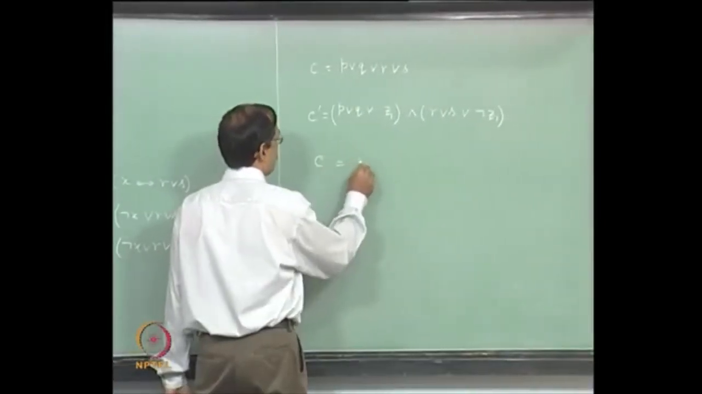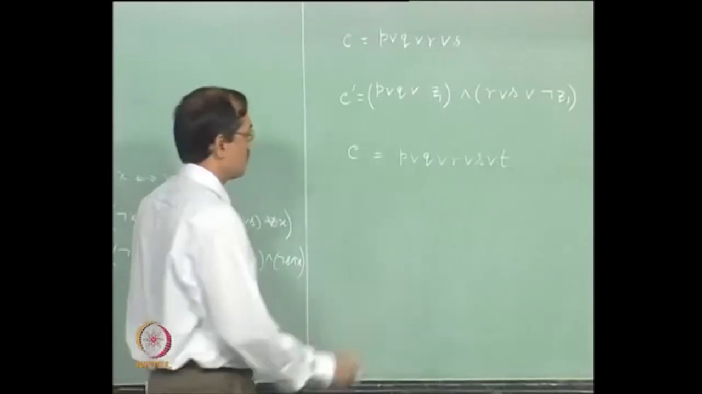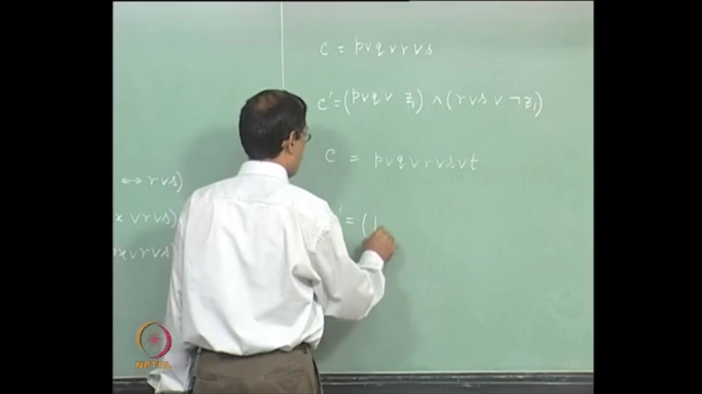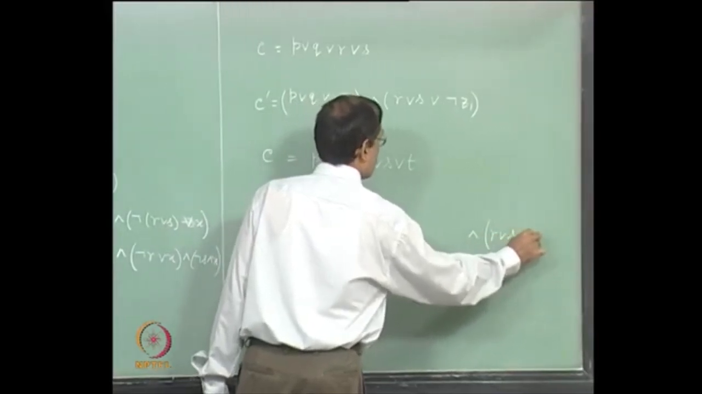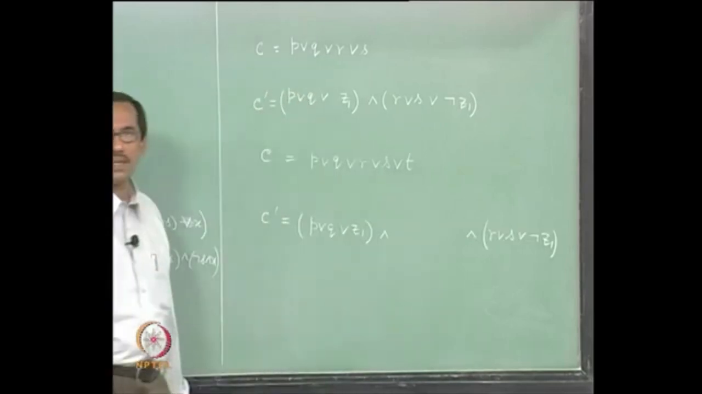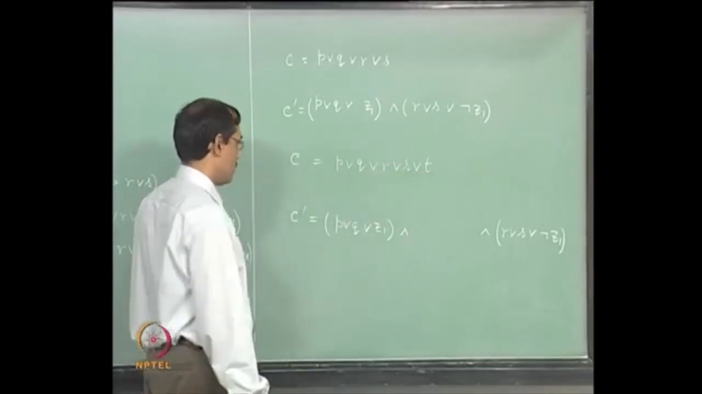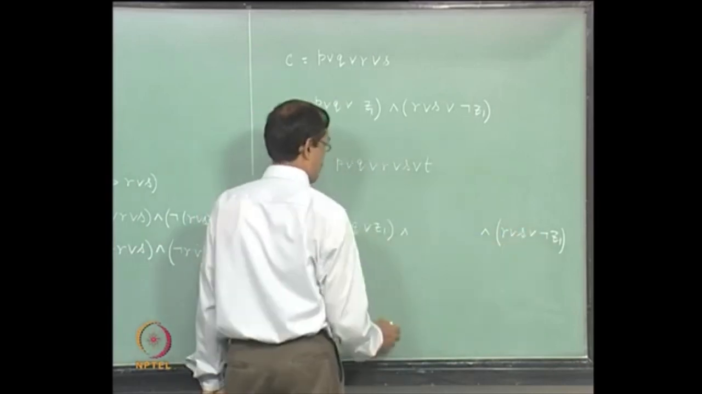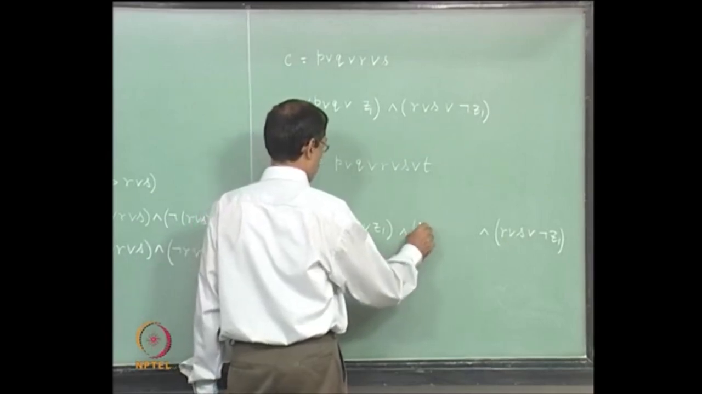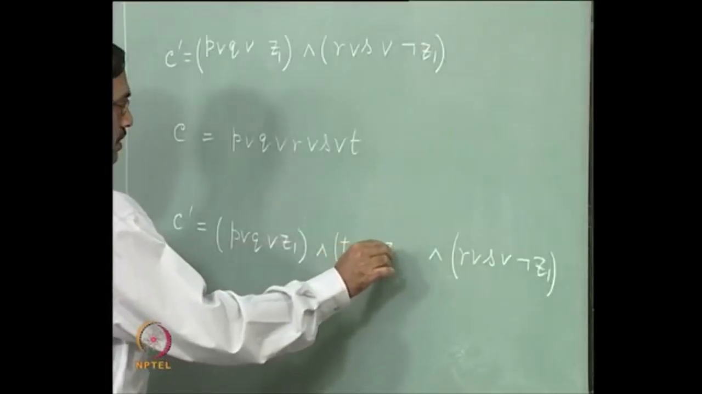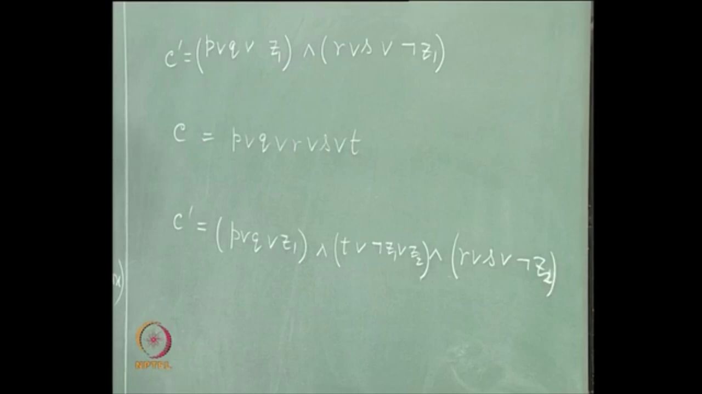Okay, let us see. Suppose C is P or Q or R or S or T. For this part, we know our C prime will have P or Q or Z1 and R or S or not Z1. Now, you have to take care of this T. So, what do I do? I have Z1 here, I have not Z1 there. So, let me take T or not Z1 or Z2, I make it Z2.